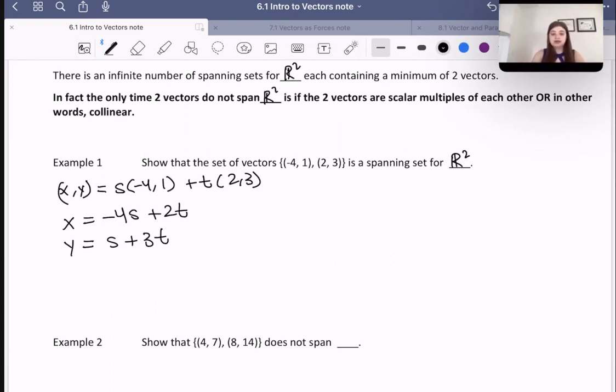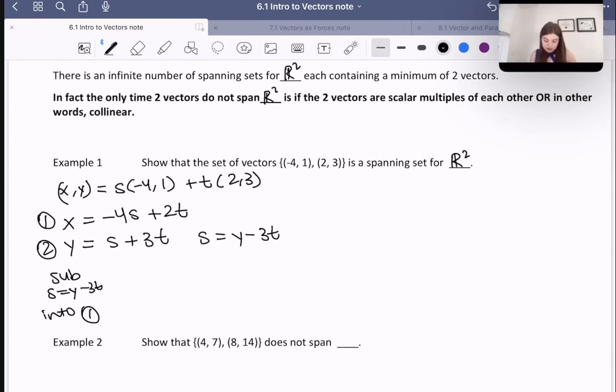Now what am I going to do? I'm going to use substitution. s is equal to, all right, let's see, s = y - 3t. So I'm going to sub that into the first equation, into equation 1. Okay, so let's do that. So in that case, we would have x is equal to... x is equal to what?